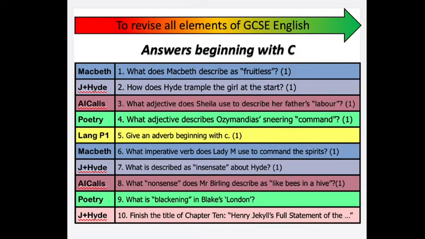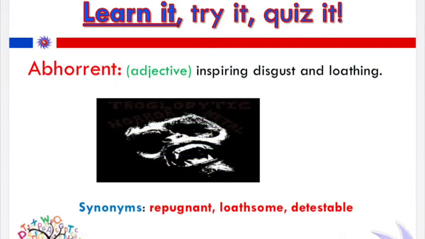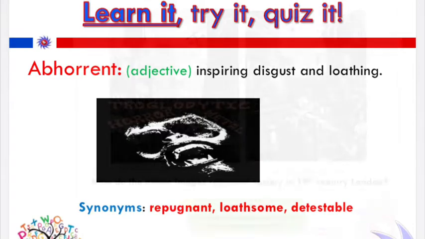This little activity here for you, 10 questions, all of your answers begin with the letter C. There's questions on Macbeth, An Inspector Calls, poetry and just some language focused questions as well. Just to boost our vocabulary, our word for today is abhorrent. It's a really good adjective meaning to inspire disgust and loathing, and there are some synonyms at the bottom there. You've got detestable, loathsome and repugnant. So see if you can work one of those into your answers today.